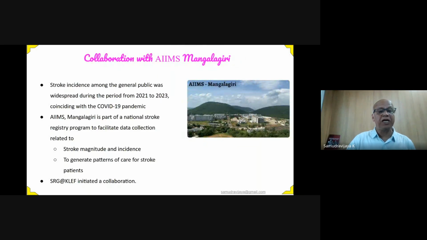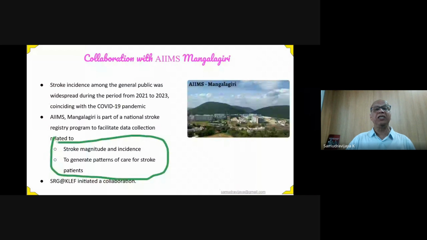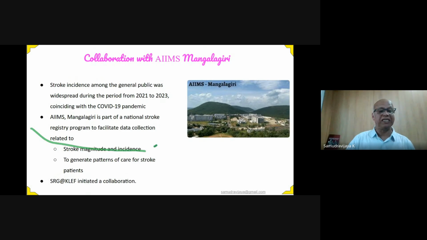AIIMS Mangalagiri is a part of the National Stroke Registry Program, because during the COVID time, stroke incidence increased. Therefore, the government started a National Stroke Registry Program, which admits patients and collects information about the characteristics that they have, not just speech, but many others. They also check the stroke magnitude and incidence and so on.